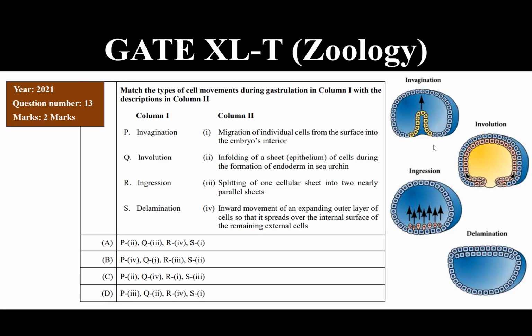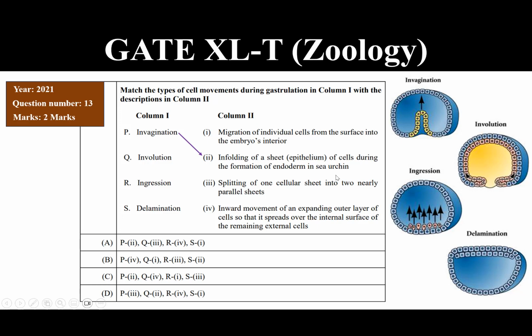So coming back to the question, you can try to solve this question by looking for key terms, for example, infolding, interning, or migration. So let's try to do that. You also have the pictorial references here, so we can try and match that as well. So the first is invagination, which you can see here. This refers to words like infolding. So if you look for infolding, you should be able to answer. And we see here, which is infolding of a sheet of cells during the formation of endoderm in sea urchin.